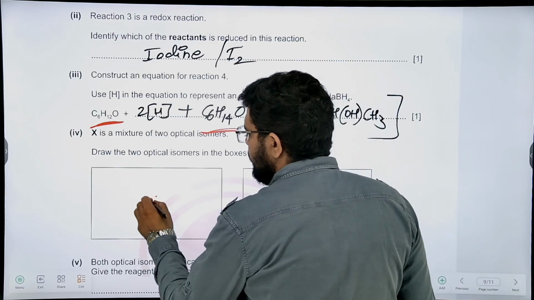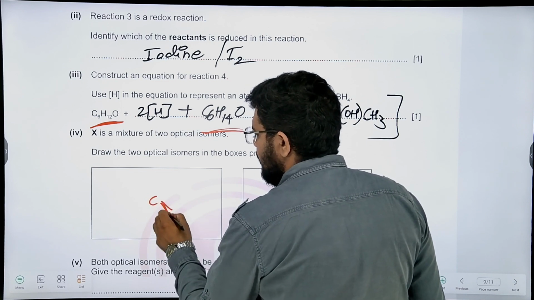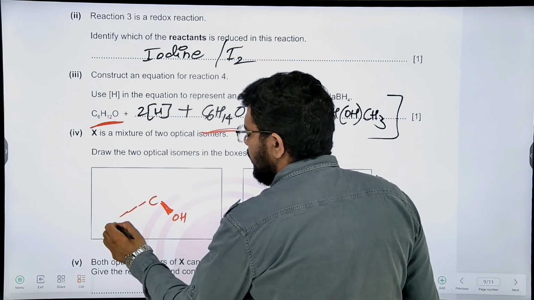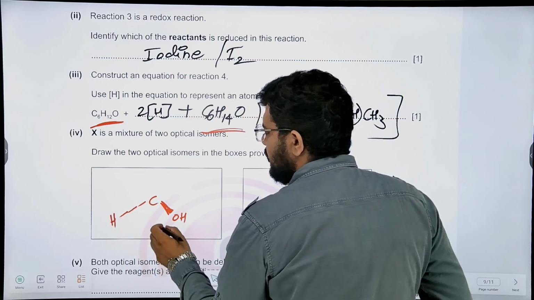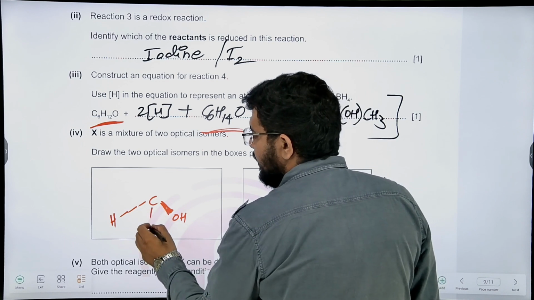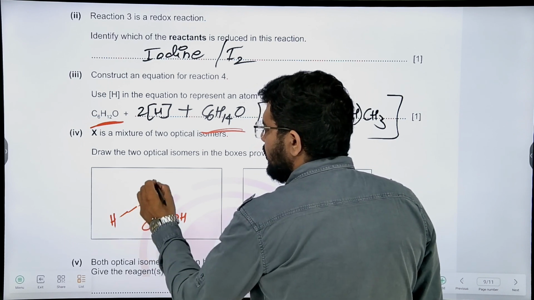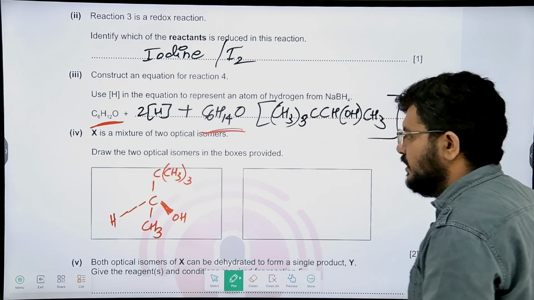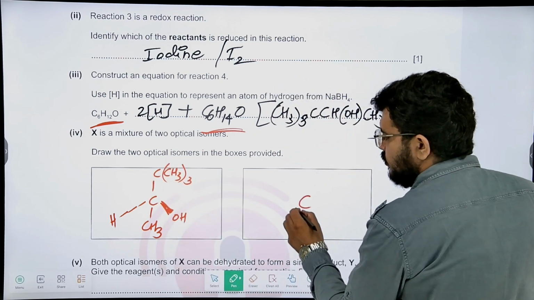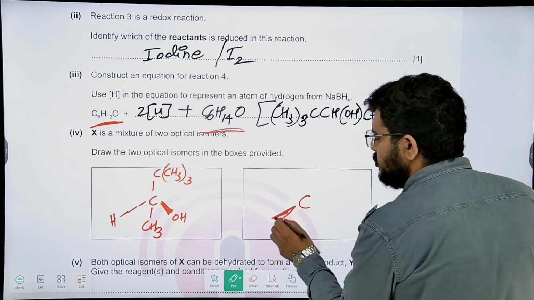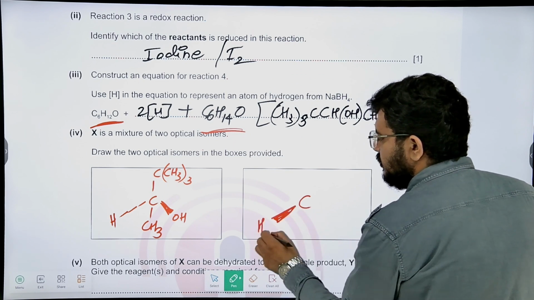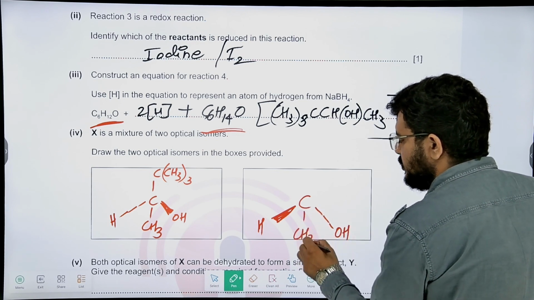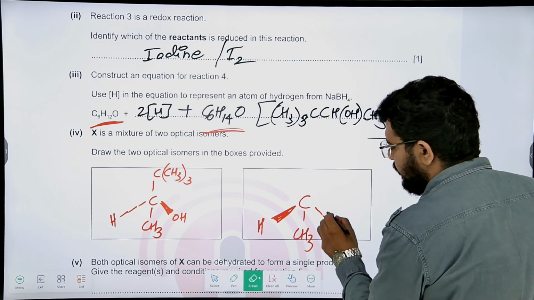So I have this carbon, and let's say I will draw a wedge and I have OH over here. I will draw a dotted line and I have H over here. On one side I had CH3, on the other side I had C(CH3)3, right? So here I will draw hydrogen on the wedge, dotted OH. This is still CH3.